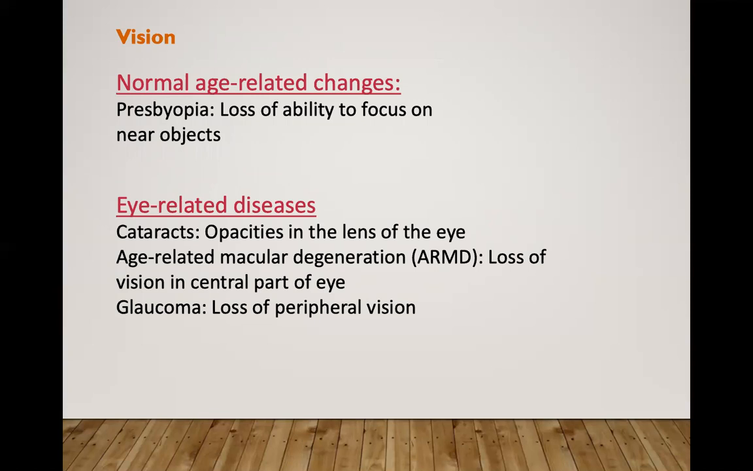Presbyopia is going to be a normal age-related change in our eyesight. We can't see or focus on near objects as well. The diseases that we see with older adults within the eyes: cataracts, age-related macular degeneration, and glaucoma, where we have a loss of our peripheral vision. Cataracts are operable. Glaucoma is not. Glaucoma is a disease that can occur at any age, really, but for the most part with older adults, and with glaucoma, it's that loss of peripheral vision.